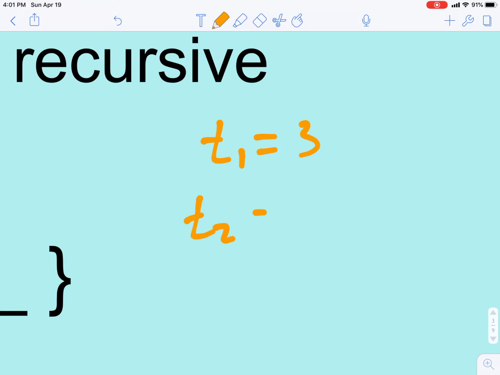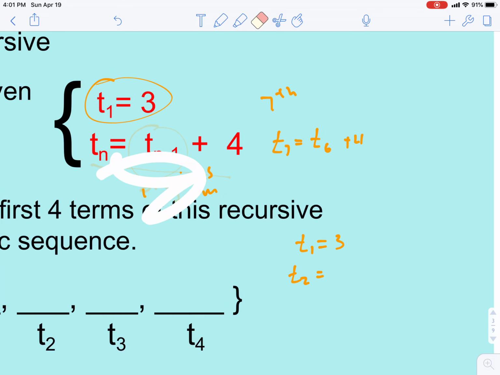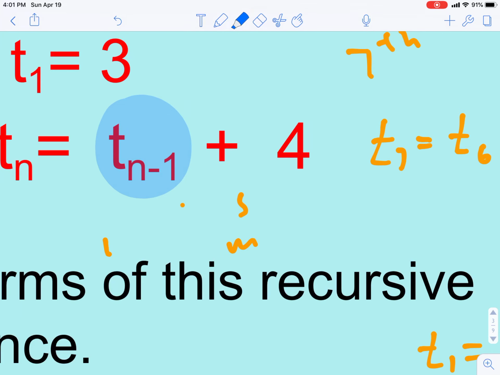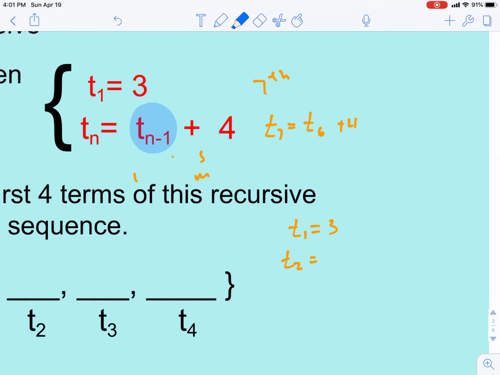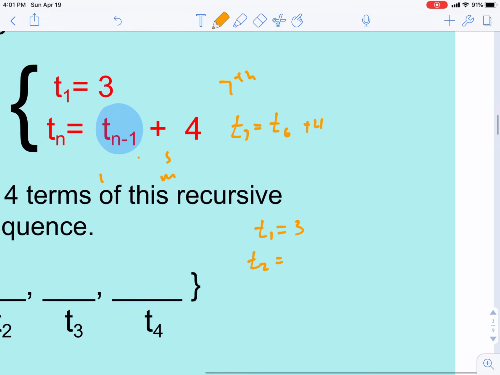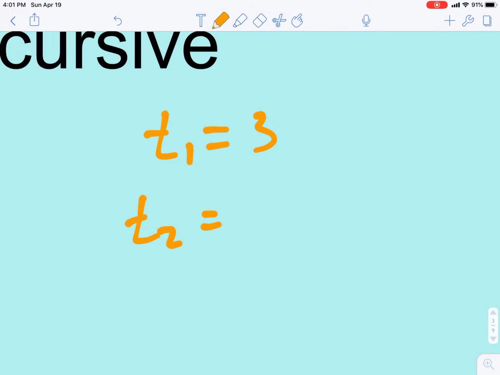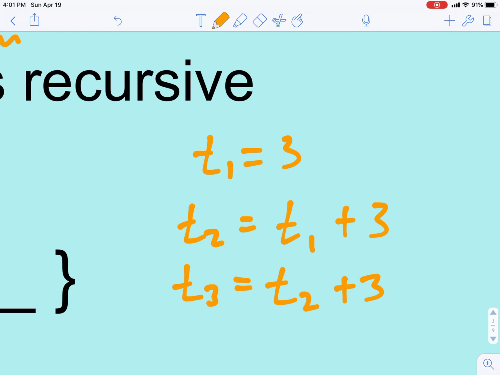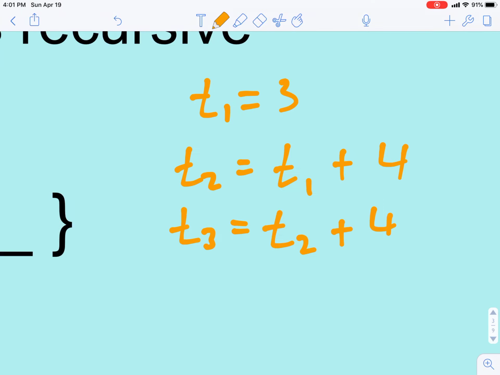The second term, in order to find the second term, again, I'm going to go back up here. And I need to know the previous term, and then I have to add 4 to it. So the previous term is the first term, and then I'm going to add 4. If I want to find the third term, I have to know the previous term, so that's the second term, and I'm going to add, oh, sorry, not 3 to it, 4. And then again, if I want to find the fourth term, I need to know the third term, and I'm going to add 4 to it.